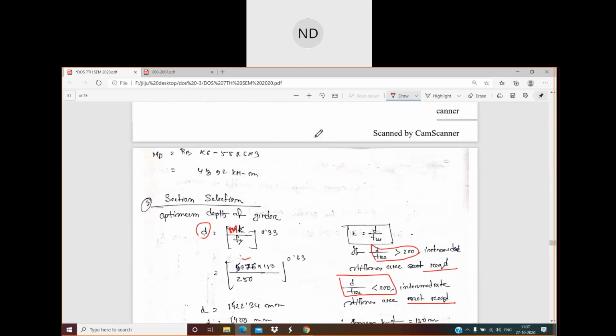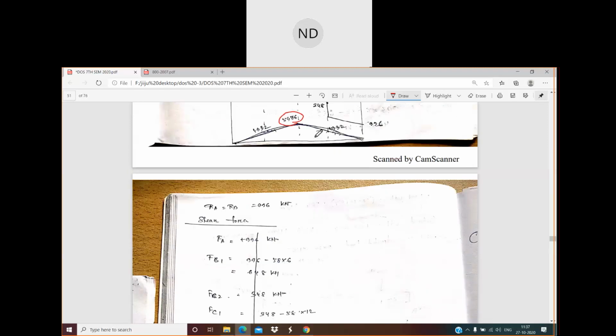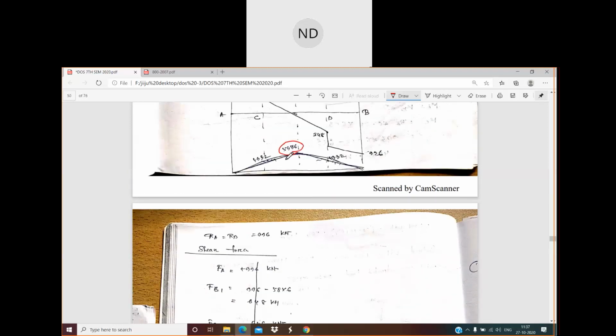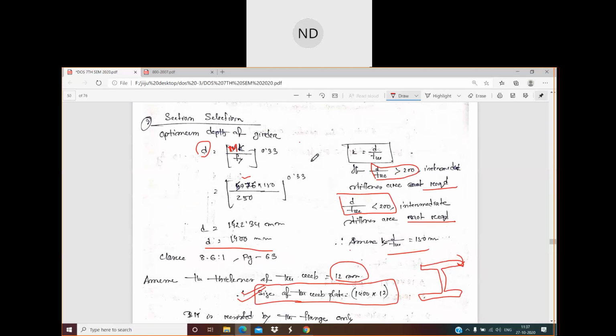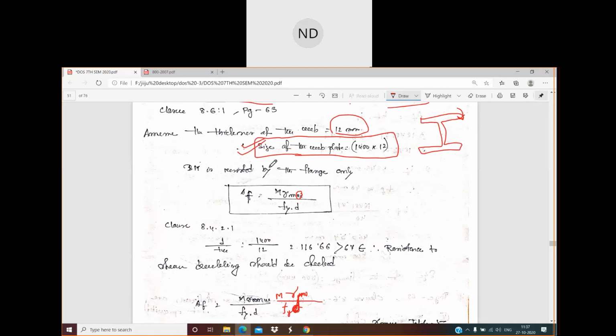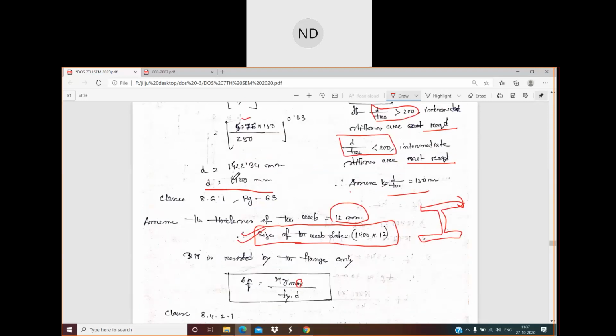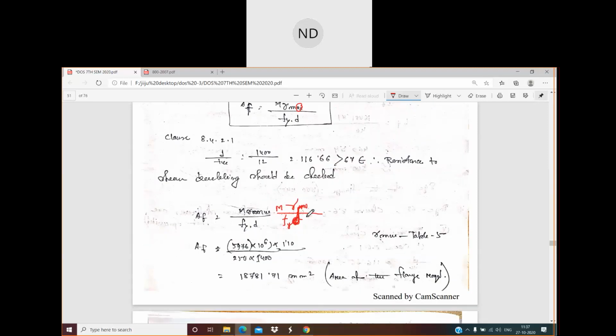So we know what M is, we have already calculated the M. This was how much? 5976. So we know our moment, we know gamma m0 from table 5 again. Fy we know it is 250. Our d we have just assumed to be 1400. This one the overall depth can be 1400.